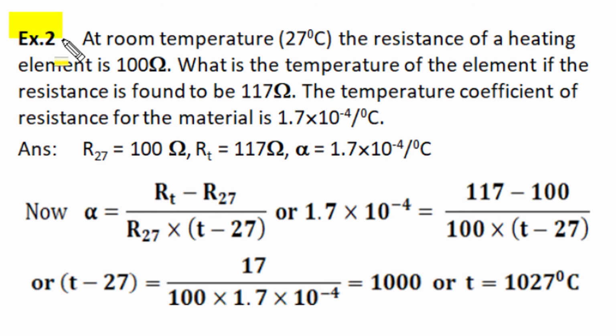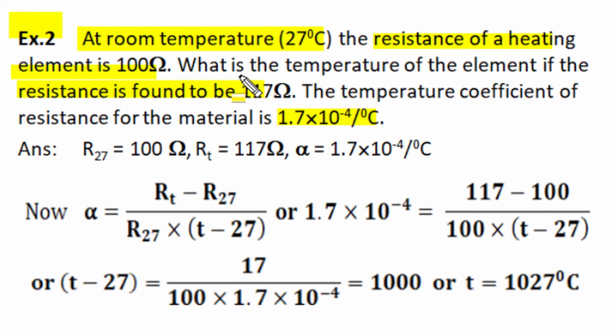In this example, it is given that at room temperature 27 degrees Celsius, the resistance of a heating element is 100 ohm. Now we have to find out the operating temperature of the heating element if its resistance is found to be 117 ohm at hot conditions. The TCR, temperature coefficient of resistance, for the heating element material is quite small, 1.7 into 10 to the power minus 4 per degree Celsius.